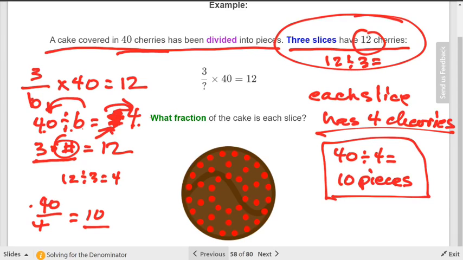Yes? All the cherries, like, really? No, each slice only has 4 cherries. Oh, I read... 3 slices had, I read 12, the question. Okay? All right.